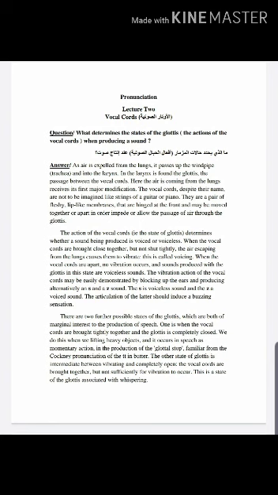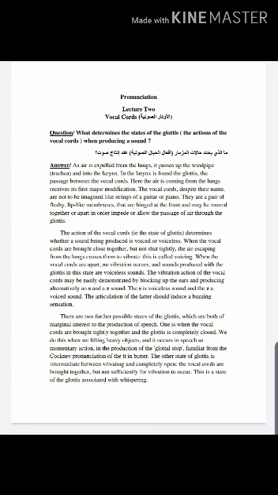The action of the vocal cords, that's to say the state of the glottis, determines whether a sound being produced is voiced or voiceless. When the vocal cords are brought close together but not shut tightly, the air escaping from the lungs causes them to vibrate. This is called voicing. When the vocal cords are apart, no vibration occurs, and sounds produced with the glottis in this state are voiceless sounds.